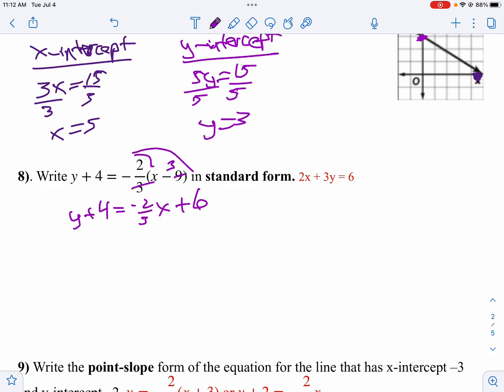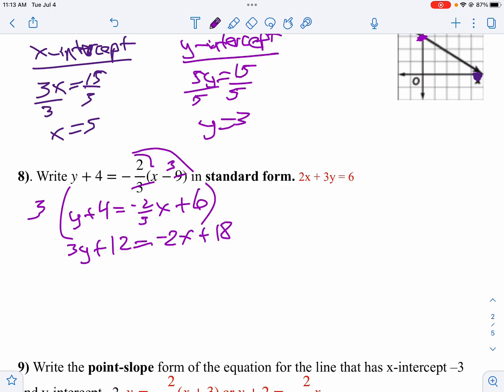Now, standard form has no fractions, so I want to clear my fractions. I'm going to multiply everything by 3. That will get rid of my fractions. 3 times y is 3y. 3 times 4 is 12. Notice when I take 3 and multiply it by negative 2/3, my 3's reduce. I just get negative 2x. And then finally, 3 times 6 is 18.